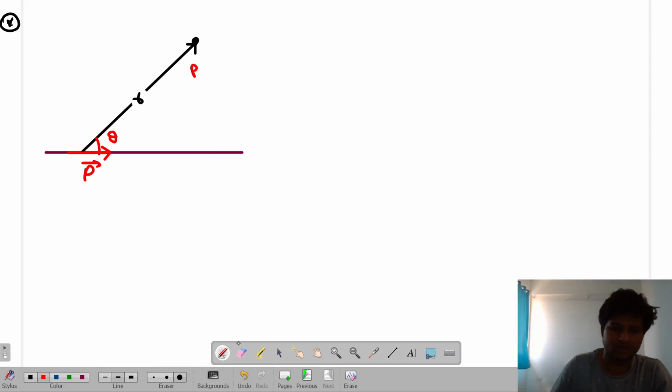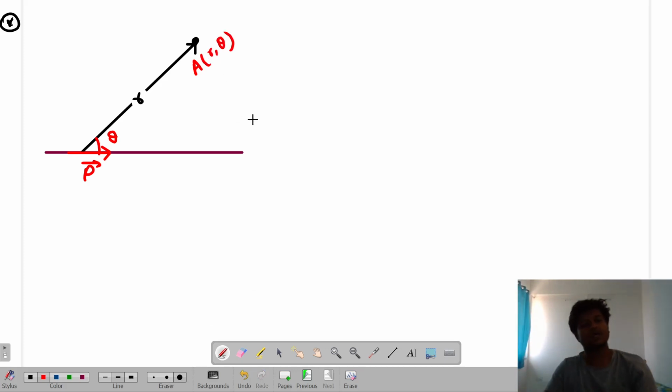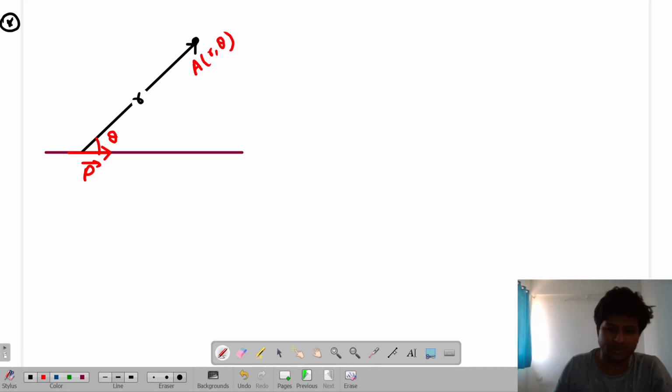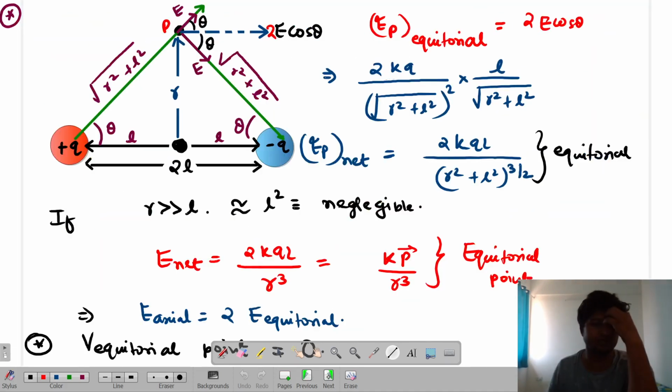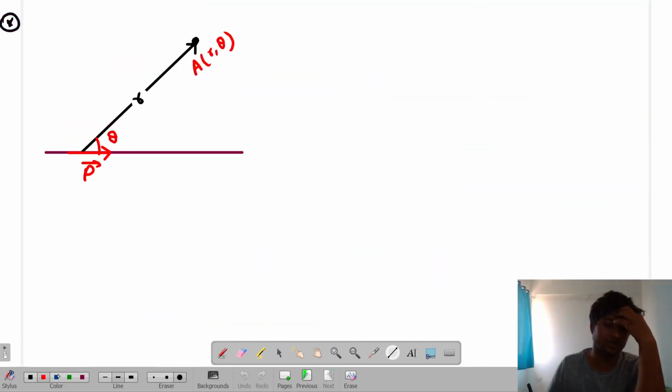Point P, sorry, let it be A, which is coordinate r comma theta. And I want to measure the electric field over here. Now the question arises that if you are going to measure, it's very hard to follow this kind of methods and write the equation because they are not at the same point. So what we do is one trick. We resolve this dipole moment vector.